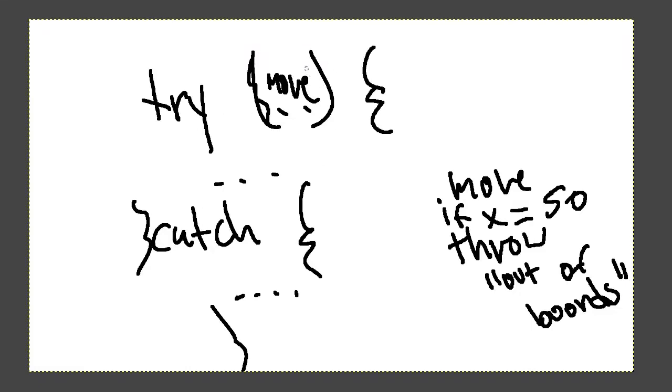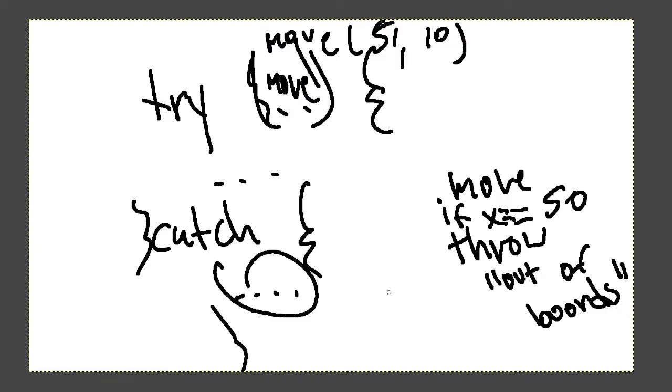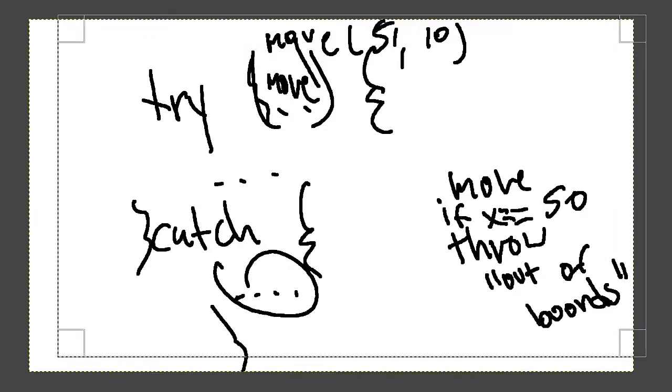sorry, I can't really read this that well, but it's going to move 51, 10, and it's going to call that. Now it's going to say, well, x equals 50, so that's going to throw an out of bounds error, and whenever it goes to print out the error, it's going to print out that out of bounds error. It's a little more complex than that, but that's how most languages do it, just trying and catching. You can use it just to make sure that everything's working.